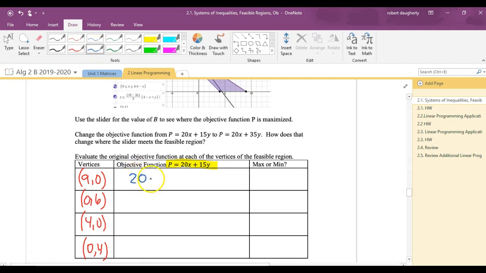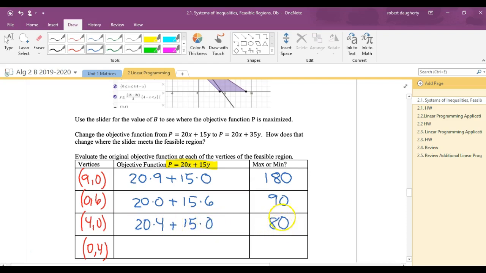So what is 20 times 9 plus 15 times 0? What is that number? Let's go with 180. What is 20 times 0 plus 15 times 6? That is 90. What is 20 times 4 plus 15 times 0? That is 80. And what is 20 times 0 plus 15 times 4? That is 60.